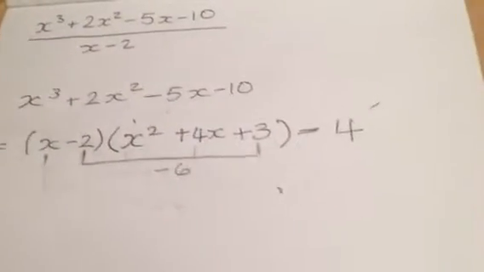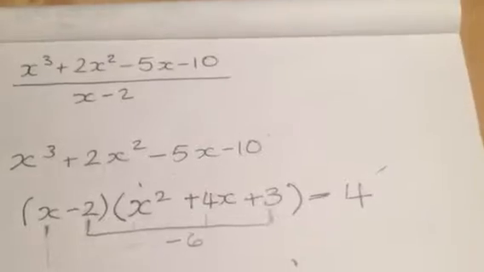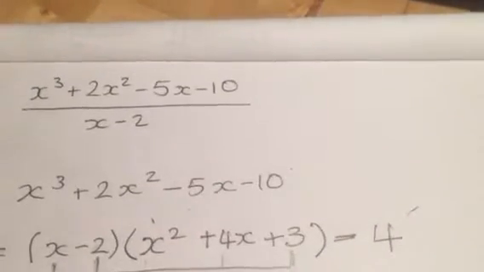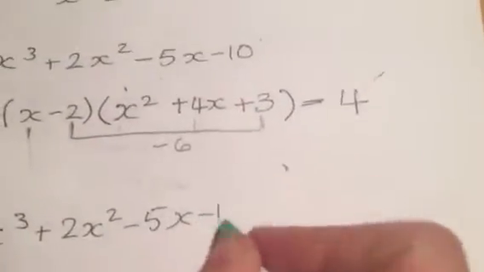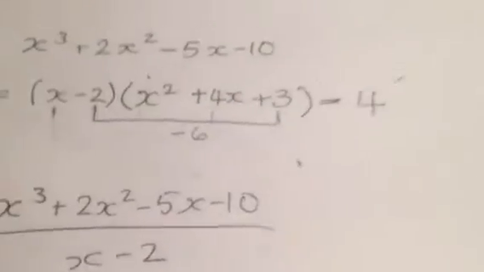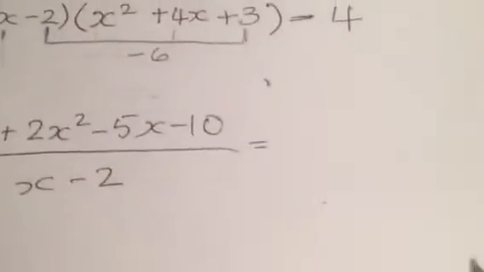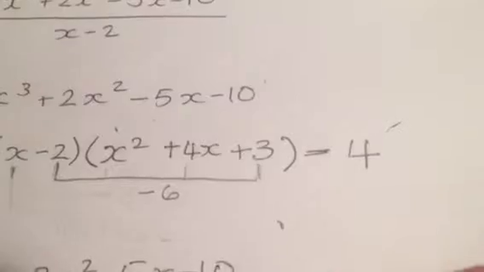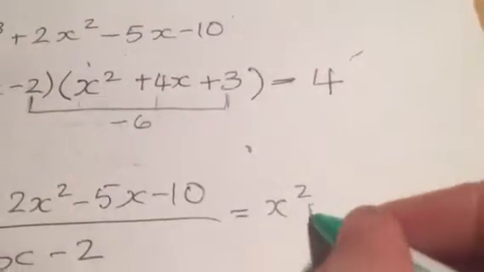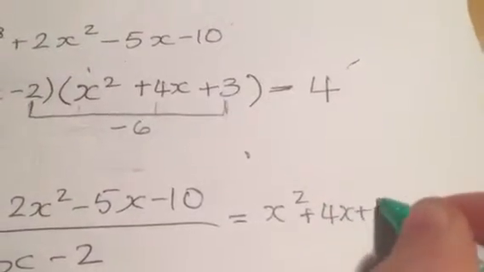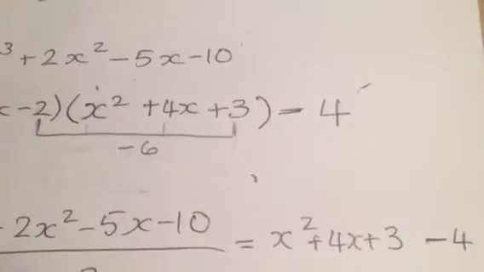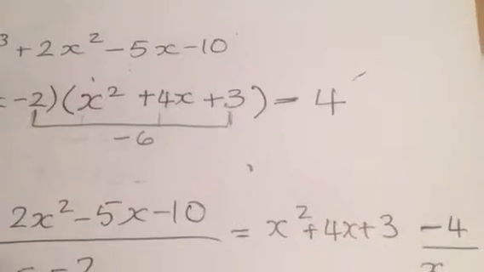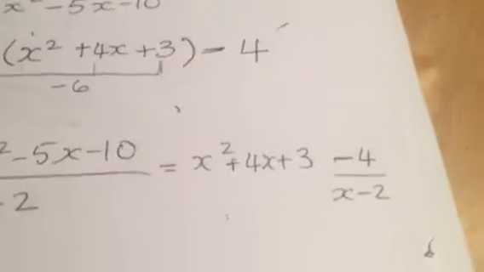You need to understand the terminology as well. And to understand the terminology, x cubed plus 2x squared minus 5x minus 10 divided by x minus 2 can be rewritten as this answer here, x squared plus 4x plus 3. The remainder is minus 4, and that's over x minus 2, which is what you divided by.